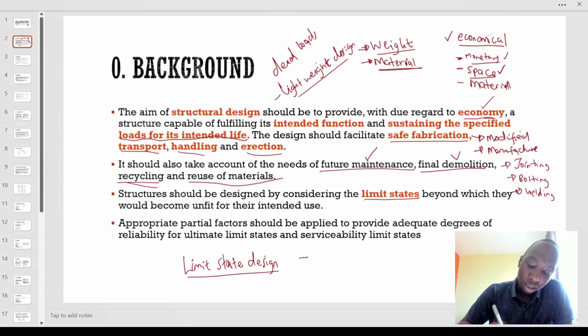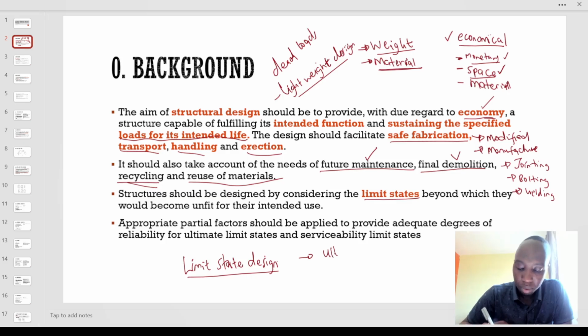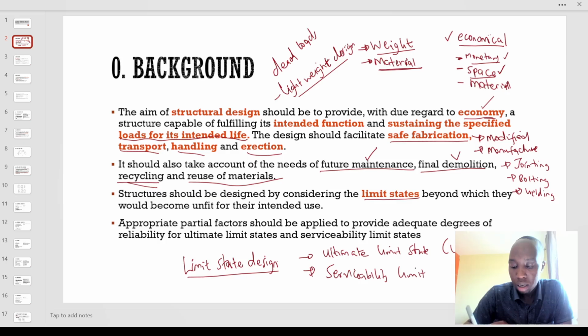The first one is what we call the ultimate limit state, that's ULS. And then we have the serviceability limit state, that is SLS. So we have to consider the limit states.